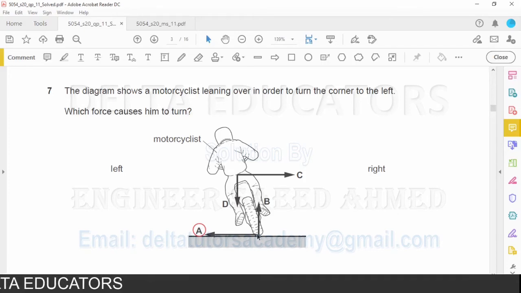Here this object is trying to move in this circle. So here towards the center of the circle, the force shown is A. So our correct option is option A.